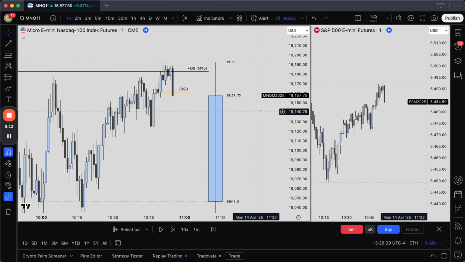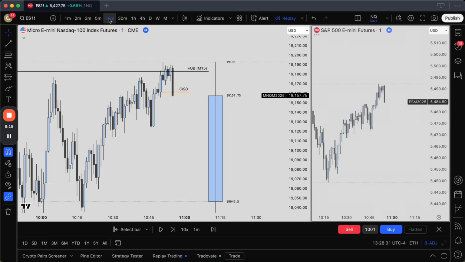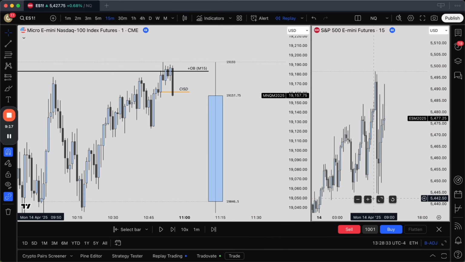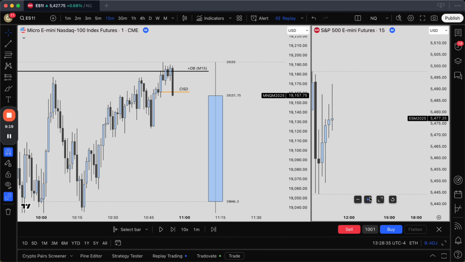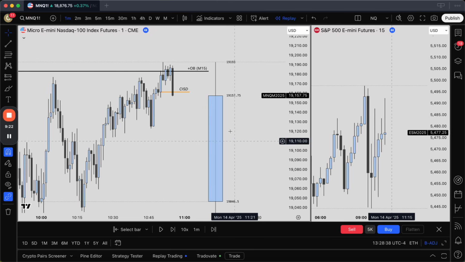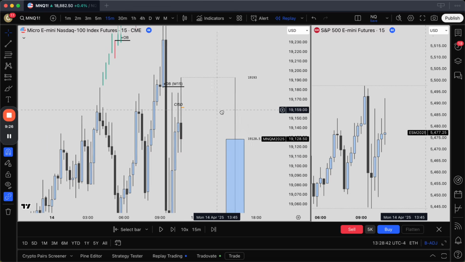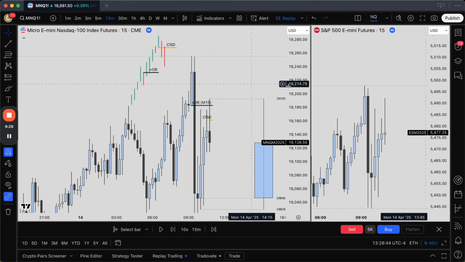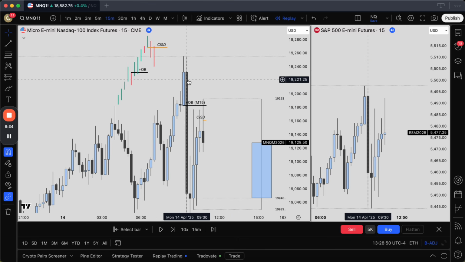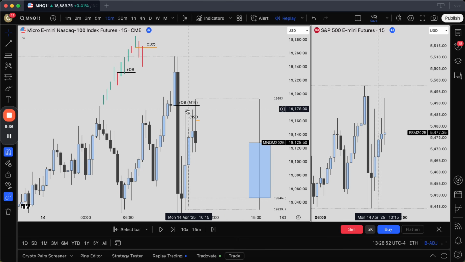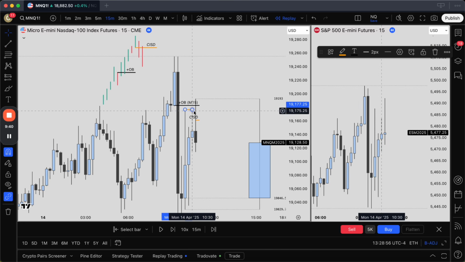And then I used this as SMT. It wasn't that valid, I just thought this setup was really good. There was a bit of SMT, as you can see here. The NASDAQ, the ES clearly pulled higher. There are also equal highs here on the NASDAQ right here.